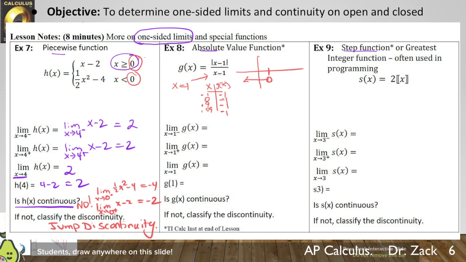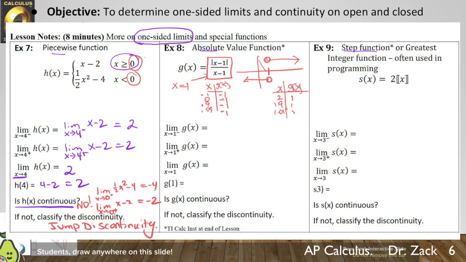Now, if I do the same thing, except put in numbers to the right of 1, here's my x, here's my g of x, numbers to the right of 1. Well, that would be 2, 1.9, 1.01. Now put in 2, you get 1 over 1. All of these are 1 again. But open circle, because you're not allowed to touch x is 1. So you can see this absolute value function is very cleverly just two horizontal lines.